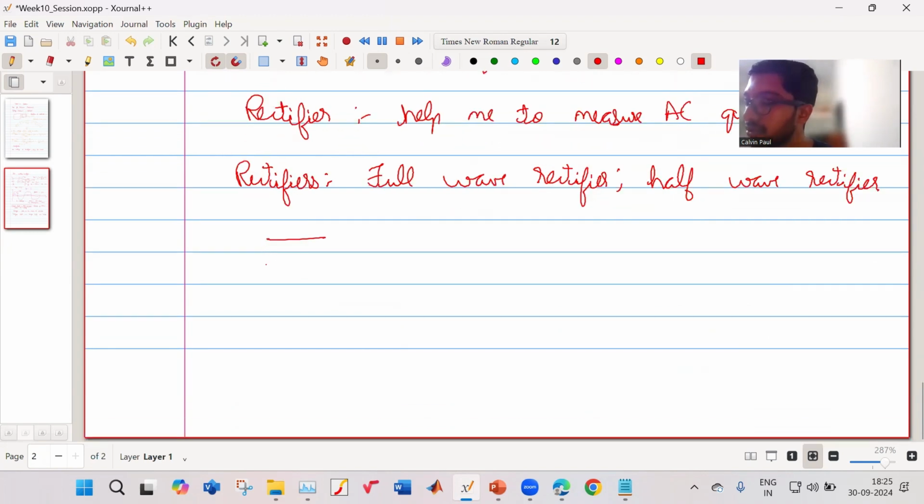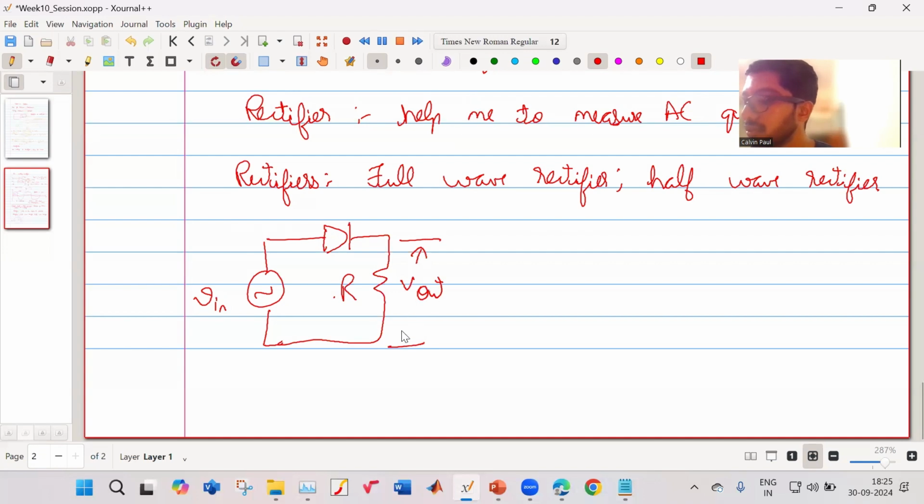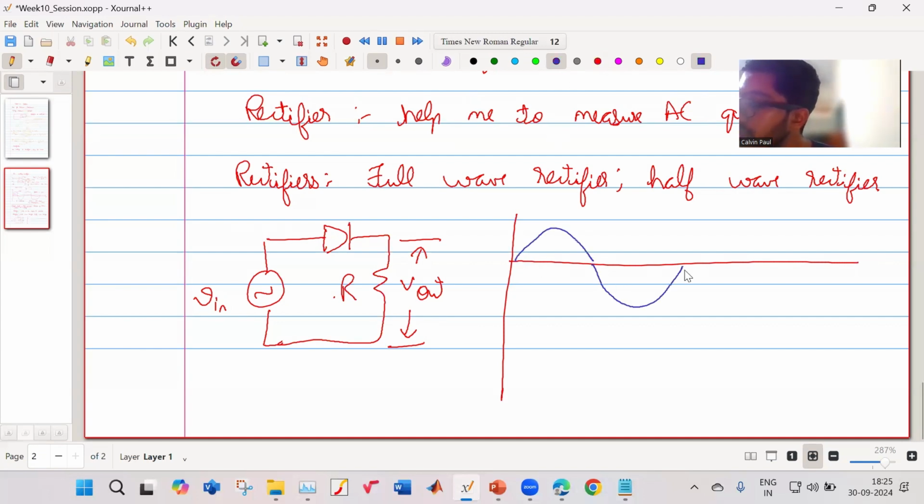Suppose I have my input. It is AC. I have a diode and I have a resistor. This is my V out. Okay. So now my input voltage is changing like this. We will assume that diode drop is 0, just for making it simple. Okay. How will the output voltage look like?